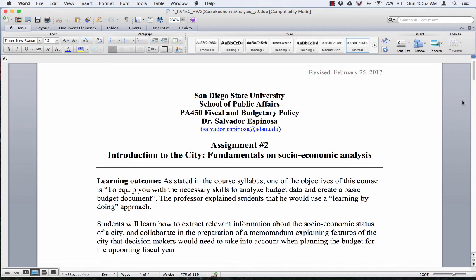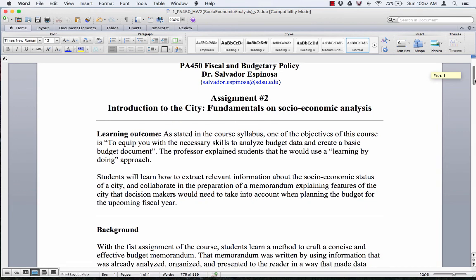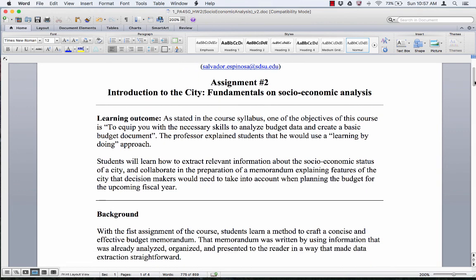In the next video, I am going to explain the instructions for the second assignment of the PA450 sequence. Remember that what we're trying to do here is a simplified version of a budget document. I start the assignment with an explanation of the outcomes that I'm expecting you to learn after you complete the task.